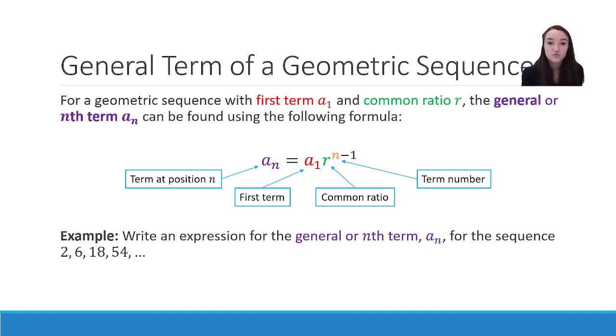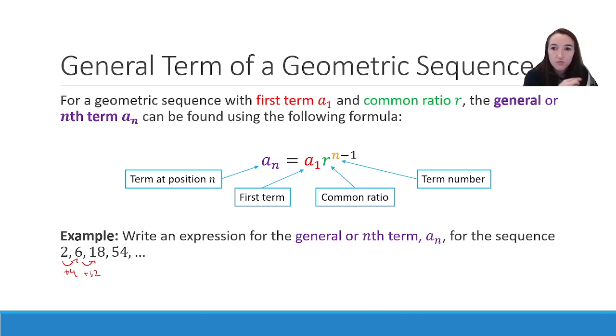Now, what if we wanted to write the expression for the general nth term for the sequence 2, 6, 18, 54? Once again, we don't necessarily know that this is a geometric sequence. You can assume it is based on the slide it's on, but let's say we didn't have that information. What would we do? We would first start by testing, is it arithmetic? Well, is it? Plus 4, plus 12. Nope. It's clearly not arithmetic.